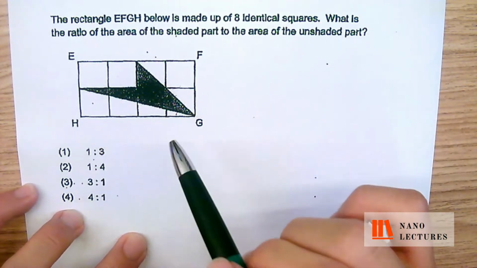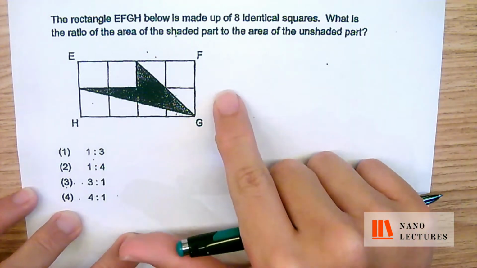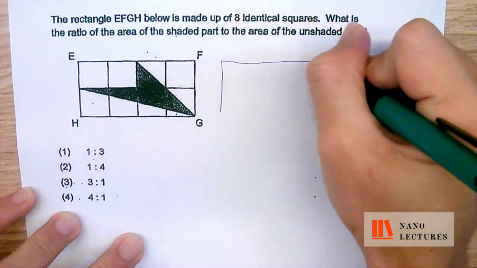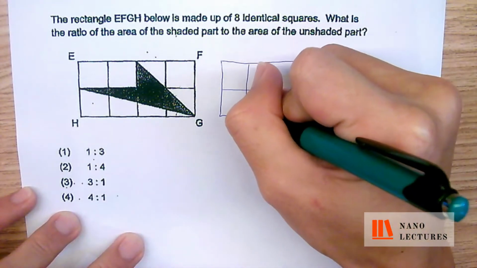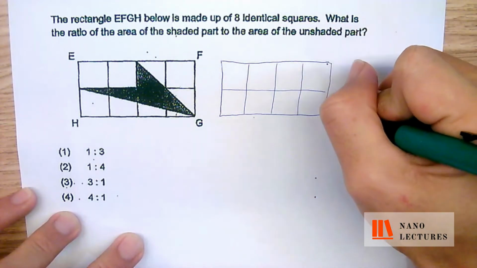A lot of students get stuck on this question because they cannot visualize it well. So I'm going to draw it out for you again to help you visualize it better. I'm going to draw 8 squares. So it will be 1, 2, 3, 4.